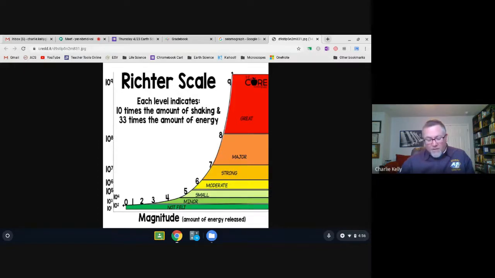Thus, an earthquake of magnitude 3 has 31.6 times as much energy as a magnitude 2 earthquake. An earthquake of magnitude 4 has 31.6 times as much energy as a magnitude 3 earthquake, or almost 1,000 times as much energy as a magnitude 2 earthquake.